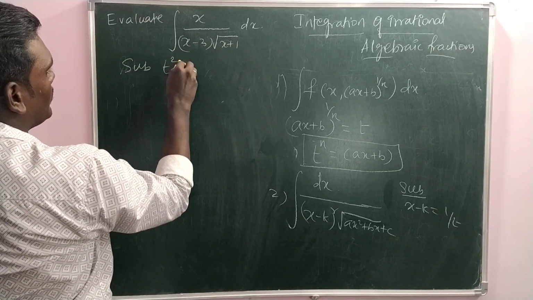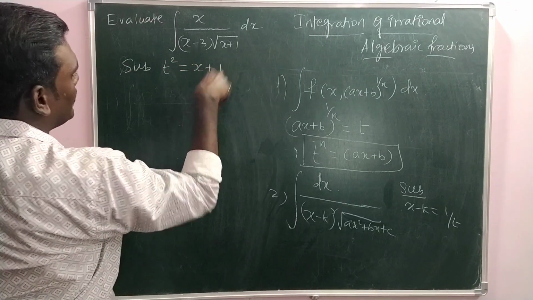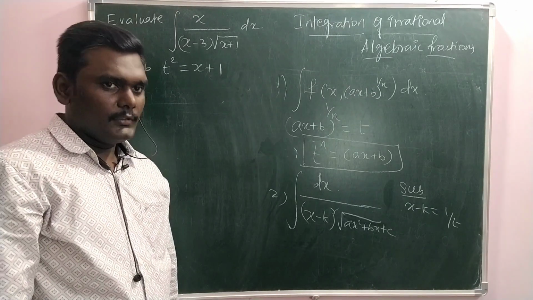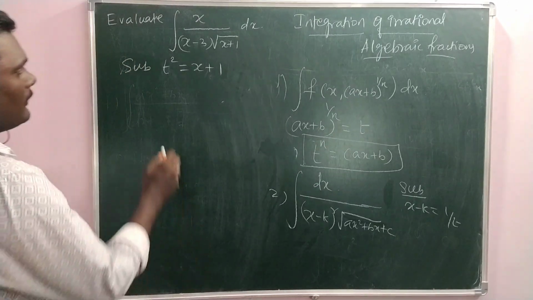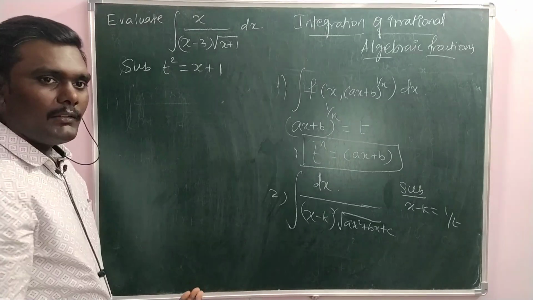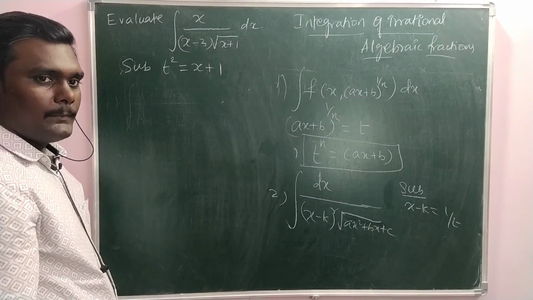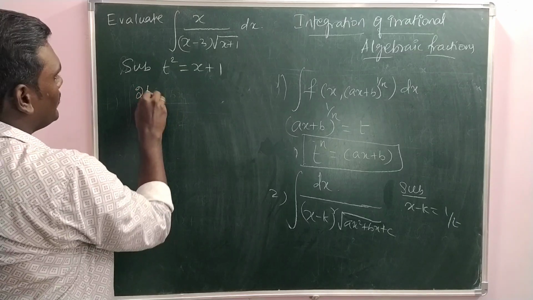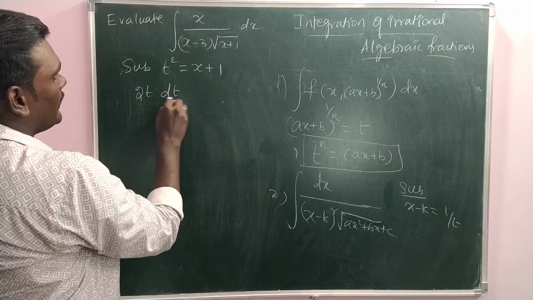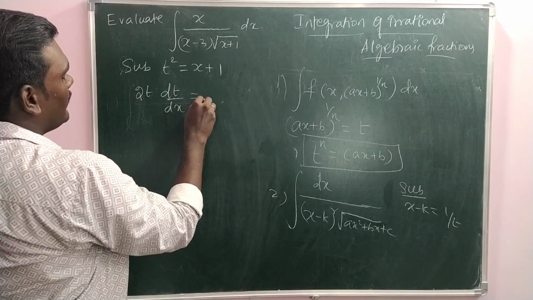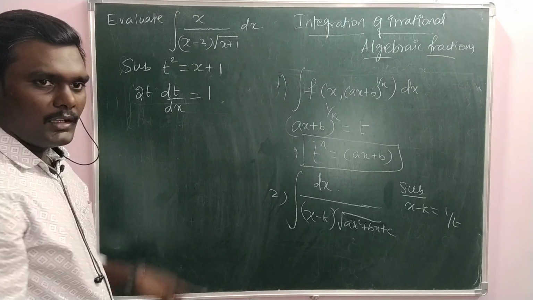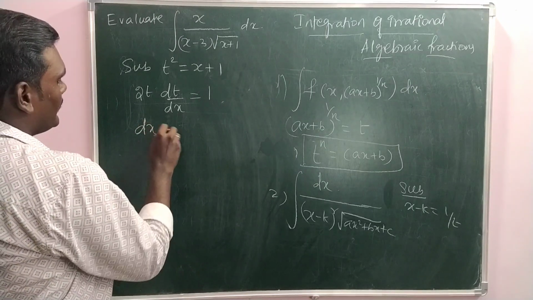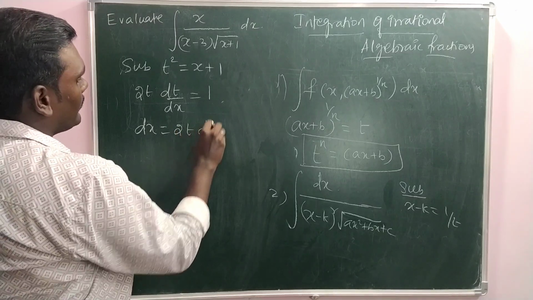Substitute t square is equal to x plus 1. That's the substitution, right? t square is equal to x plus 1. Now find the derivative of t with respect to x using implicit differentiation. So the derivative of t square is 2t dt by dx, and the derivative of x is 1. When we cross multiply and simplify, we get dx is equal to 2t dt.